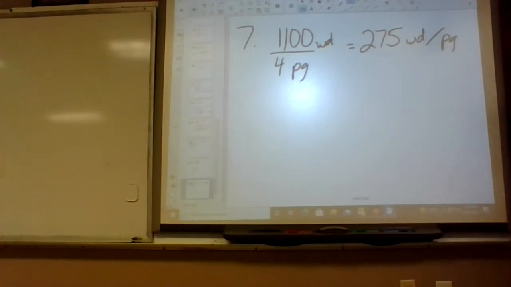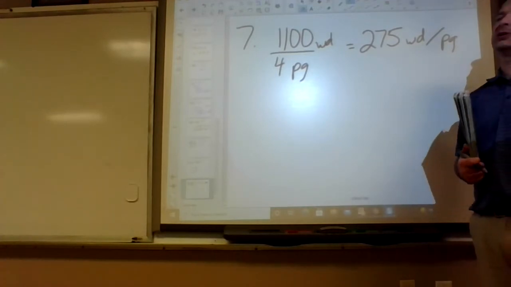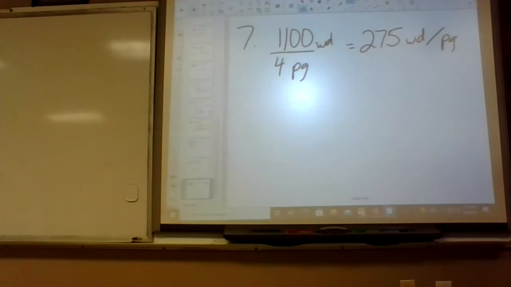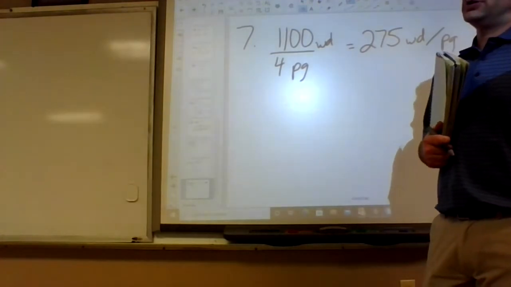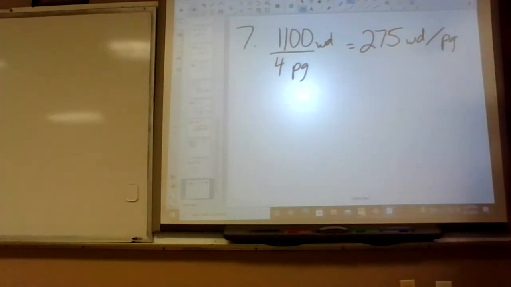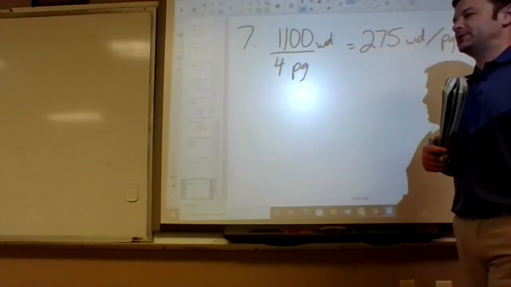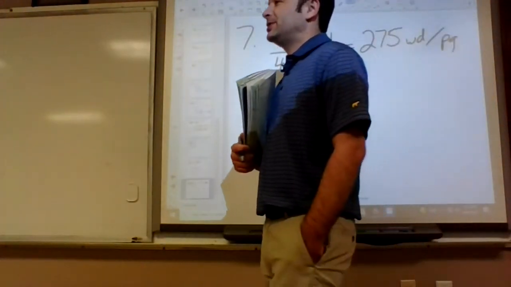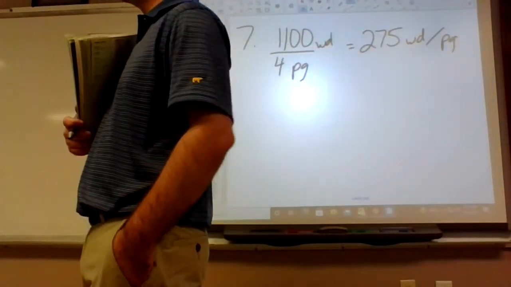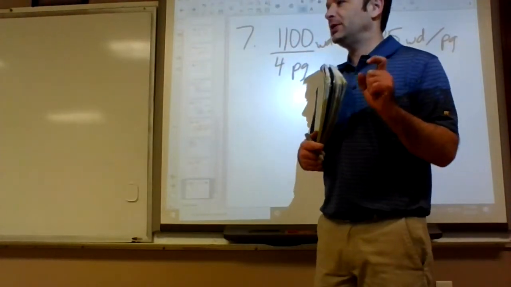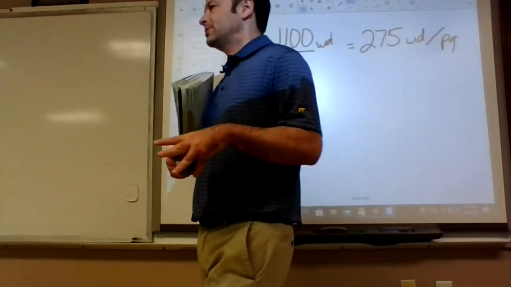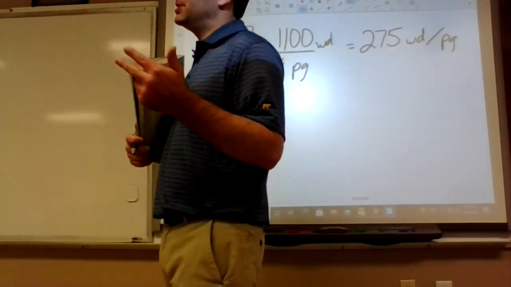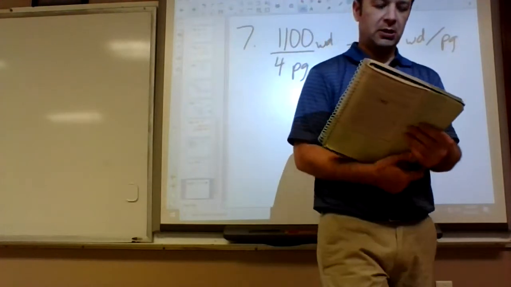On number 8, it says that they bought 3 tires for 80 bucks, but they got one for free. So how many tires did they really buy? 4. They bought 3 tires, got the 4th free. So really, it's just a fancy way of saying you got 4 tires for 80 bucks. So the starting ratio on number 8 is $80 for 4 tires. And you have to figure out how much each one tire costs.